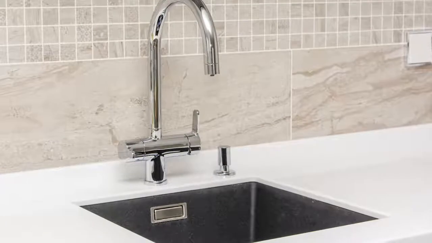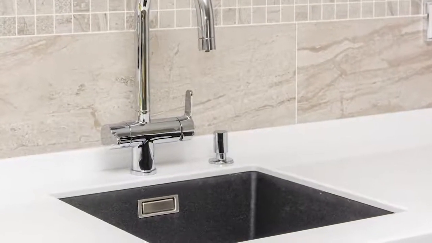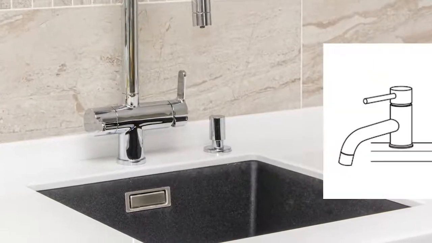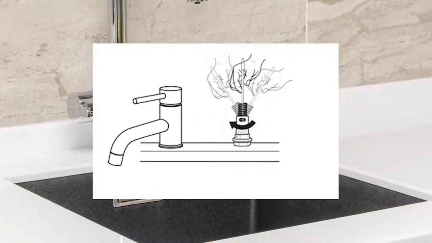It is usually located on top of the sink next to the faucet. Remove the cap of the air gap and inspect for debris. The air gap can be cleaned using a small brush.